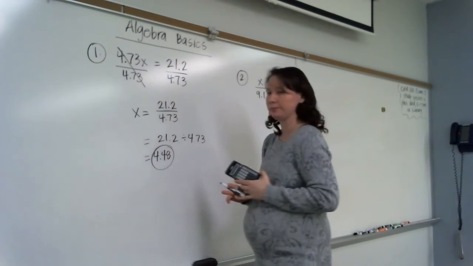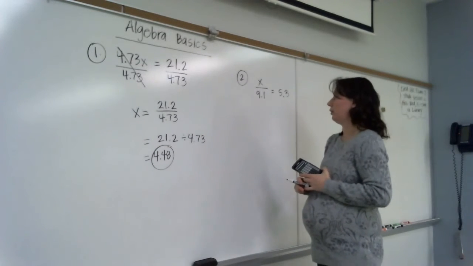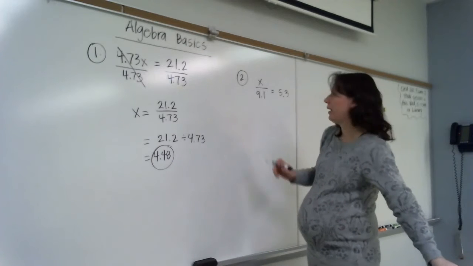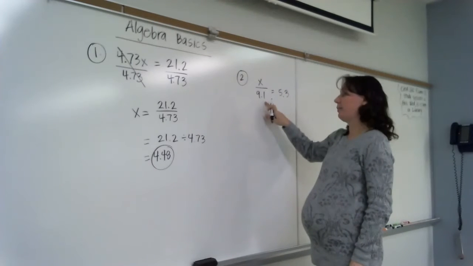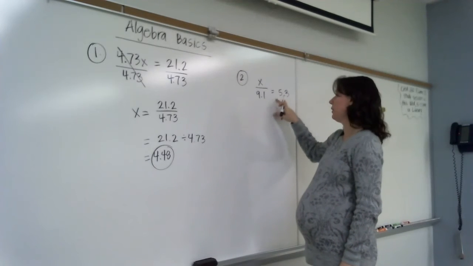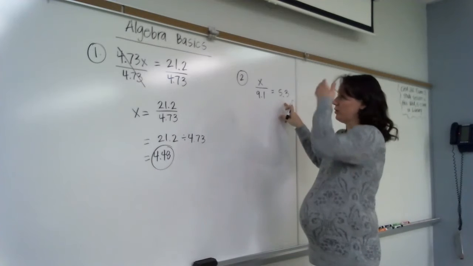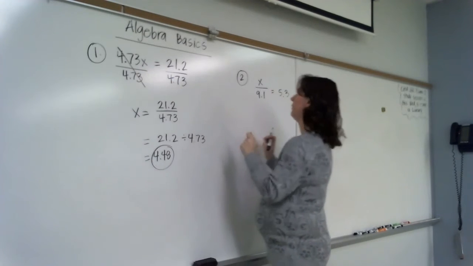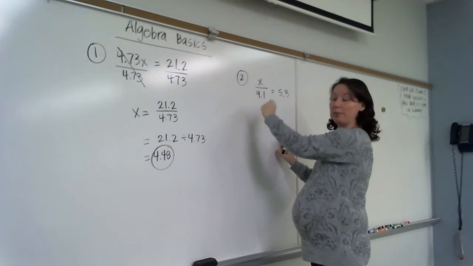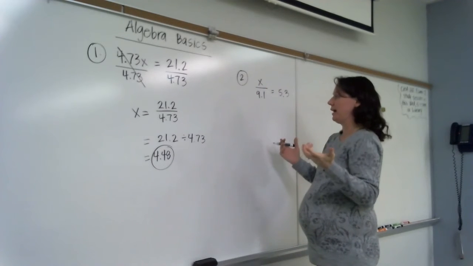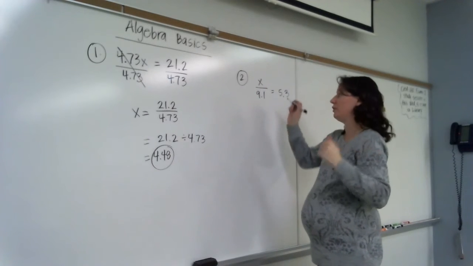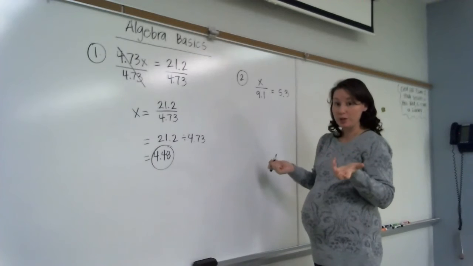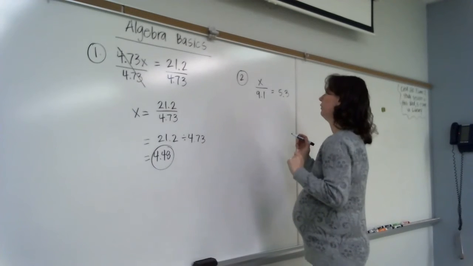All right, here's another problem. We've got x divided by 9.1 equals 5.3. So over here, x was being multiplied by some number. And here, x is being divided by some number. So now I have to ask myself, okay, what's the opposite of division? The opposite of division is multiplication, right?